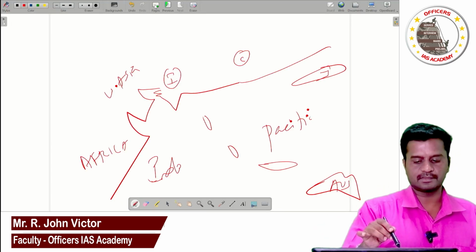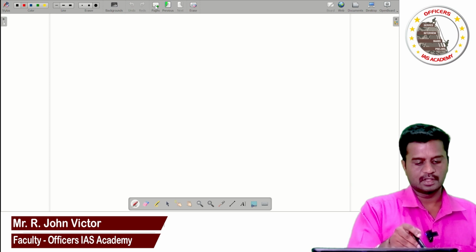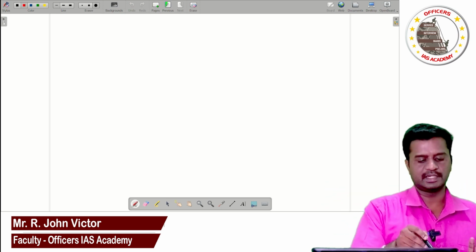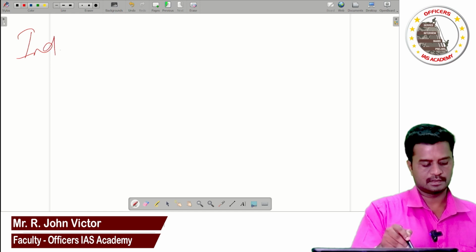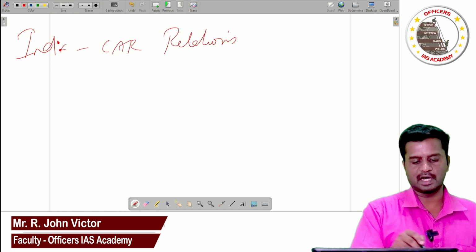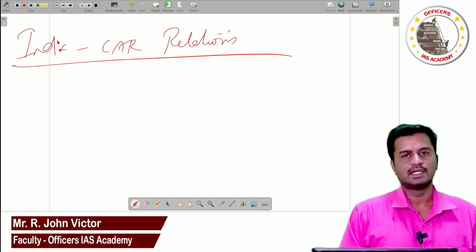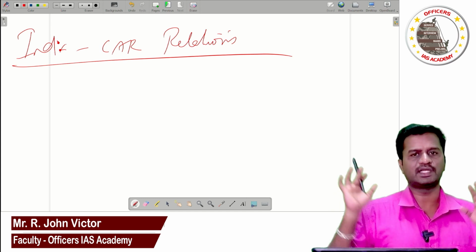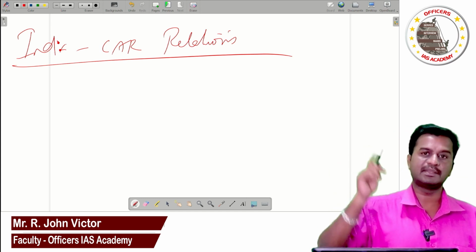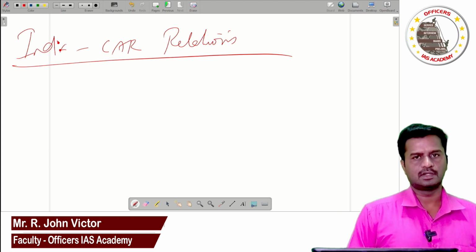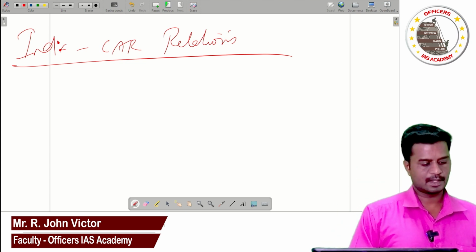Do the structuring as you already did. So give the introduction. The introduction is the topic core. It is India-CAR relations. CAR refers to Central Asian republics. There are five Central Asian republics ending with Stan: Kazakhstan, Turkmenistan, Uzbekistan, Kyrgyzstan, and so on. Five stans. Once upon a time they were part of the Soviet Union. Today they are independent countries located in the region Central Asia.